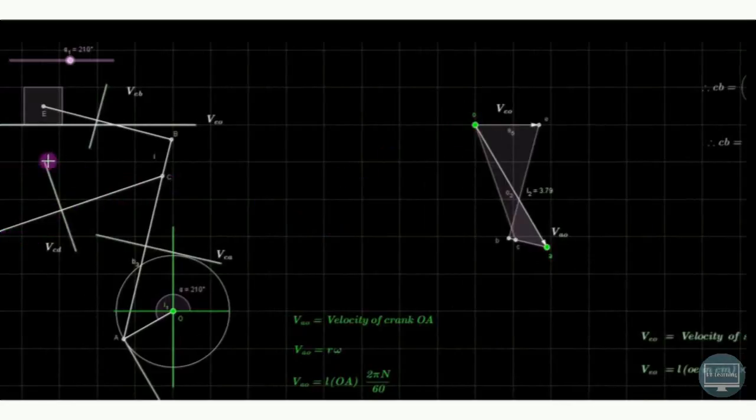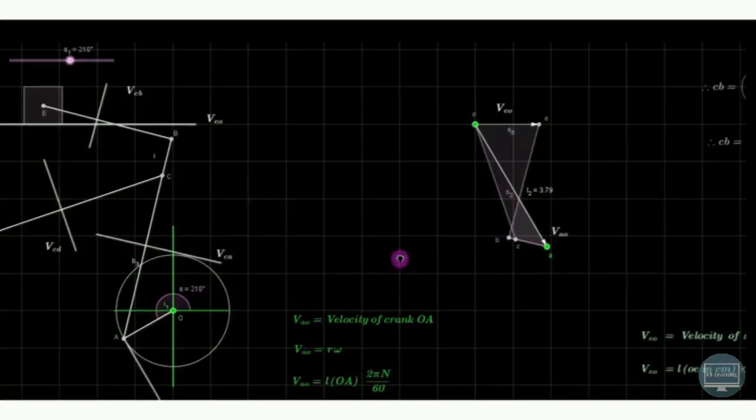So from O, draw a line parallel to this vector, so that we have drawn over here. These two lines will intersect each other at point C. So we'll get the point C over here. Now point B on the velocity diagram can be found out by ratio and proportion.